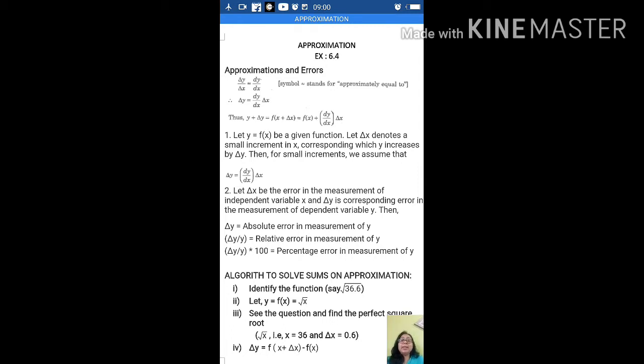Today I will explain approximation. This is part of application of derivatives. So let us start with today's session, that is approximations and errors.